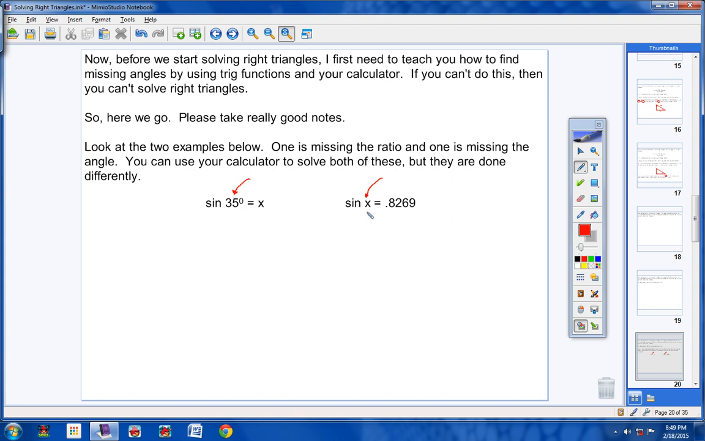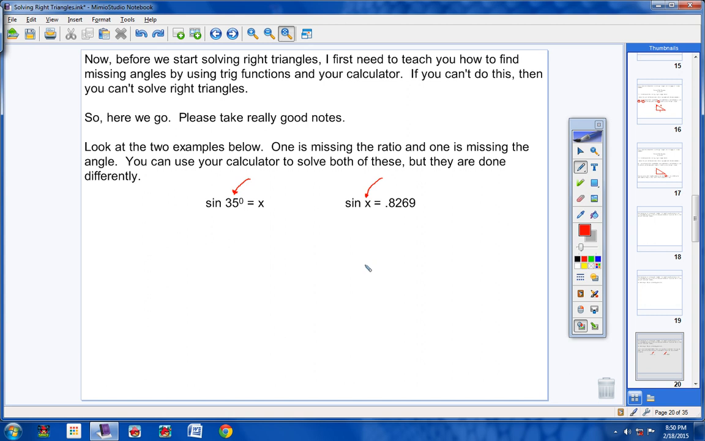I hope you see the difference, guys. One of these, you're not missing an angle. You're missing the trig ratio over here, or the decimal, whatever you want to call it. And over here, you're missing the angle, and you're given the trig ratio or a decimal. So, students, do you see the difference between these two? You use your calculator to solve both of these, but they are done completely different, okay? You need to understand that they are done entirely differently.